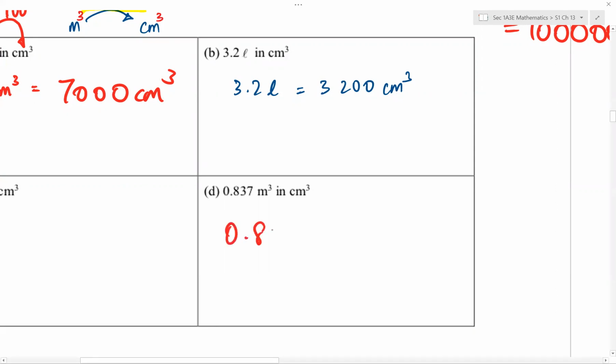So 0.837 cubic meters equals to, let's multiply by 1, 2, 3, 4, 5, 6, 837,000 cubic centimeters. Simple as that. Not times 100, huh?